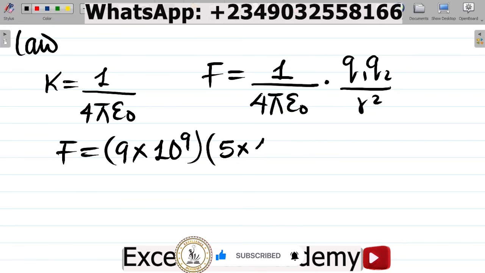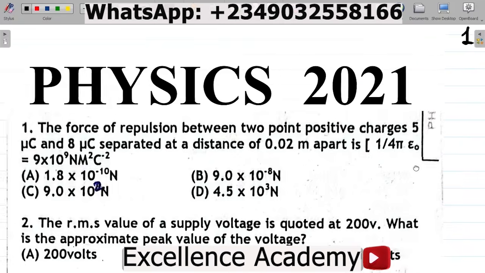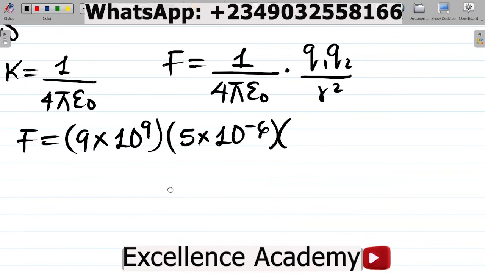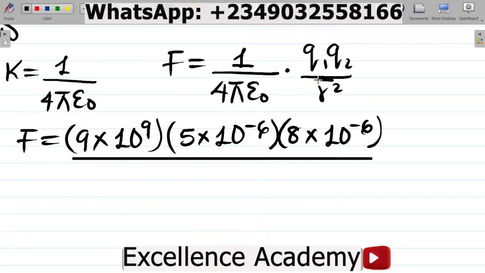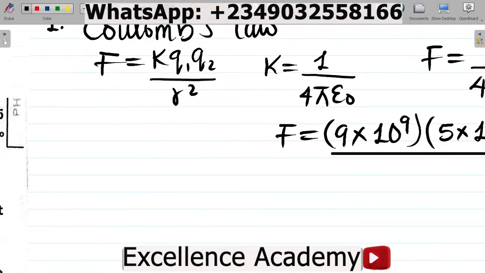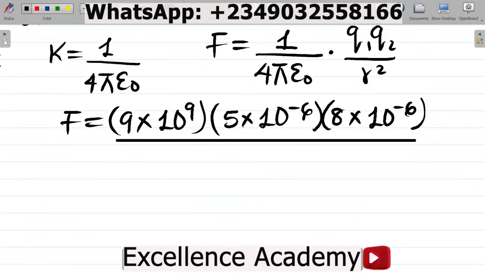So 5 times 10 to the power, the value of micro is minus 6 coulomb, and then Q2 is 8 microcoulomb. Let's confirm that. Yes, 8 microcoulomb. So 8 micro is times 10 to the power minus 6 coulomb all over the square of the distance. So R squared. Let's see their distance apart. What's the value? 0.02 meters.